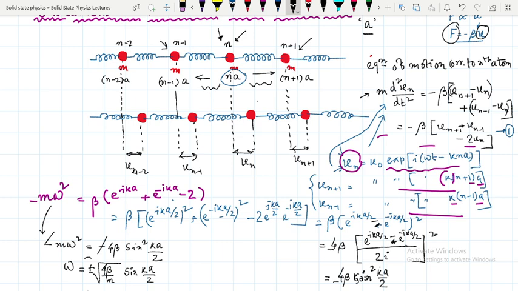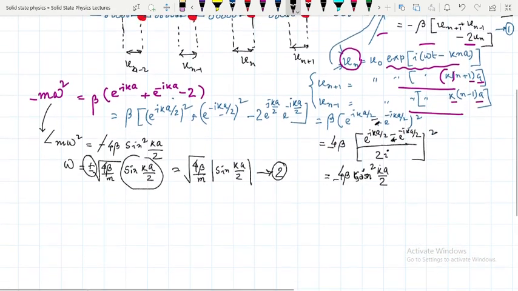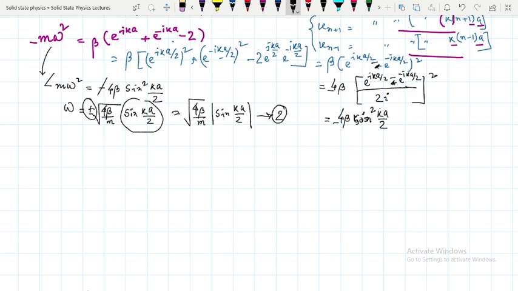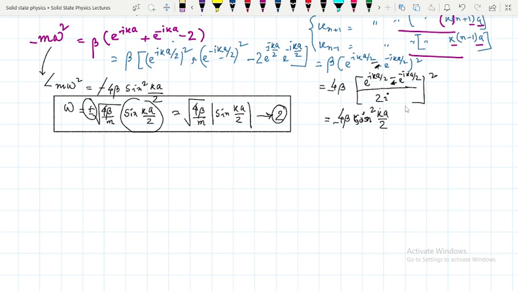Now the plus minus only depends on the sign of the sine, so you can also write omega is equal to root over 4 beta divided by m, modulus of sine ka divided by 2. Okay, so make it equation number 2. This is a very crucial relation which relates omega with k. It is called the omega-k relation. You can put it in a box.